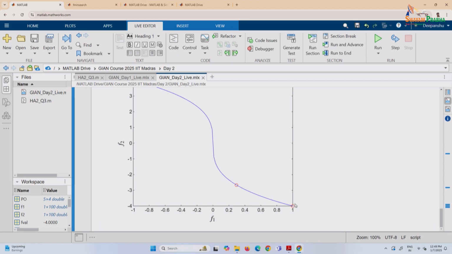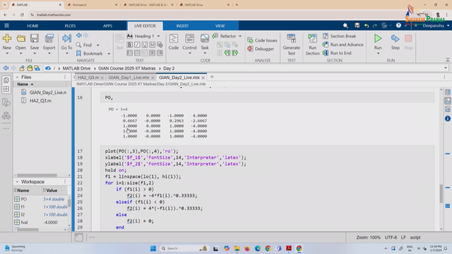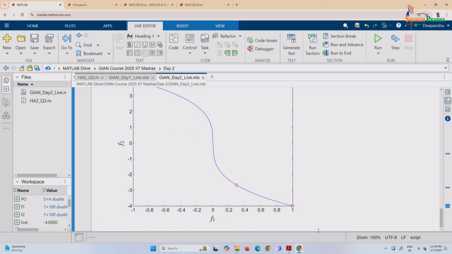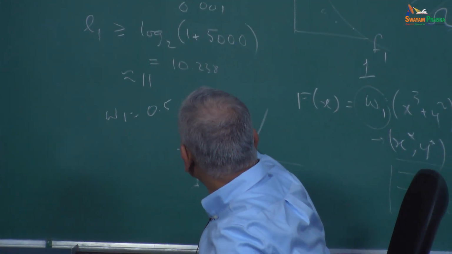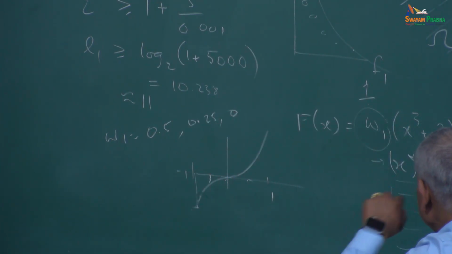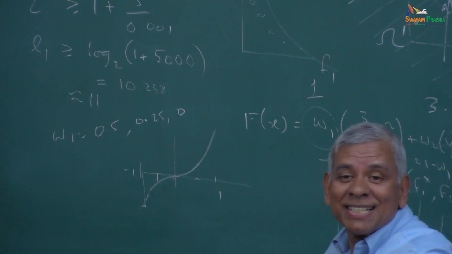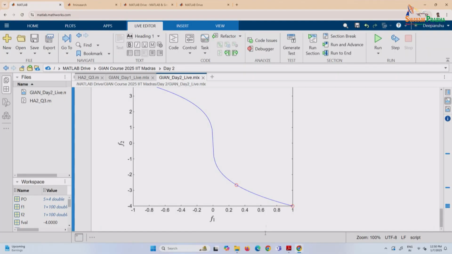So why have all the 3 runs come here? Like these 3. It goes to 1, so the F1, F2 is 1 and minus 4. So F1 is 1 and F2 is minus 4, which is there. All 3 points for W1 equal to 0.5, 0.25 and 0. I think those are the last 3, right? They are all coming out to be the same point. Why is that? Here is the reason.